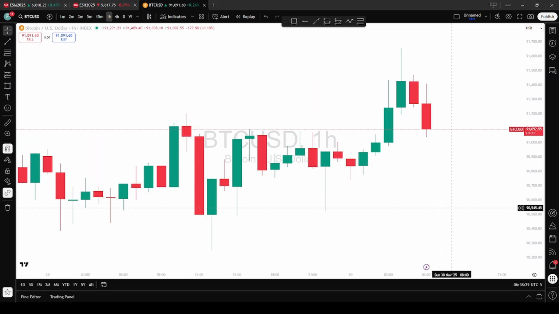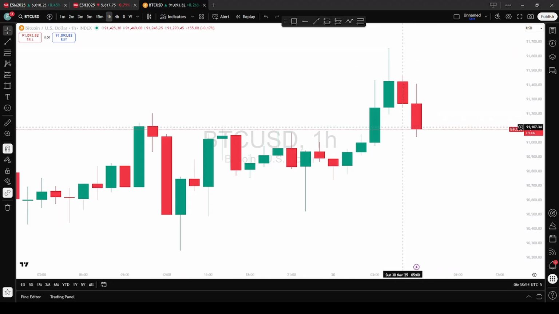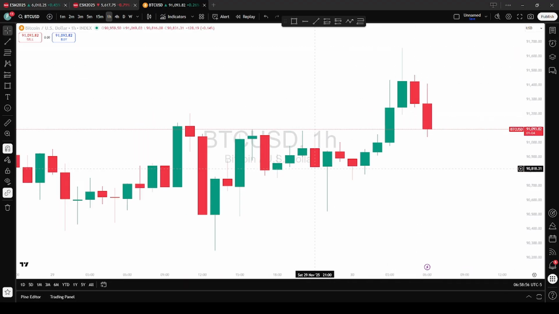Now let's talk about psychology. Every candle tells a story. Wicks show rejection, bodies show strength, dojis show uncertainty, long bodies show strong pressure, and small bodies show hesitation. You're not just looking at colors, you are looking at the emotional fight between buyers and sellers. Many traders lose money by overreacting to a single candle. Candles are clues and not predictions.